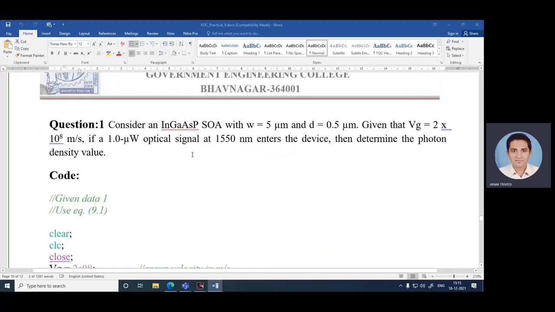Let's try to solve the examples related to this chapter. Question 1. Consider an indium gallium arsenide phosphide SOA with W equal to 5 micrometer and D equal to 0.5 micrometer. Given that Vg is equal to 2 × 10^8 meter per second, if a 1 microwatt optical signal at 1550 nanometer enters the device, then determine the photon density value.